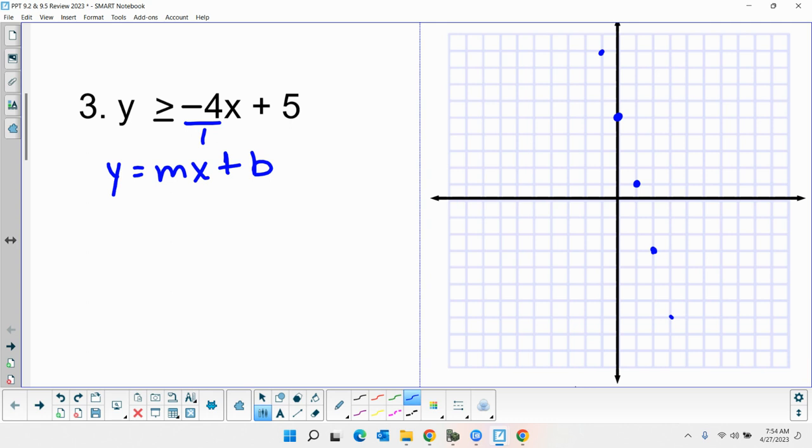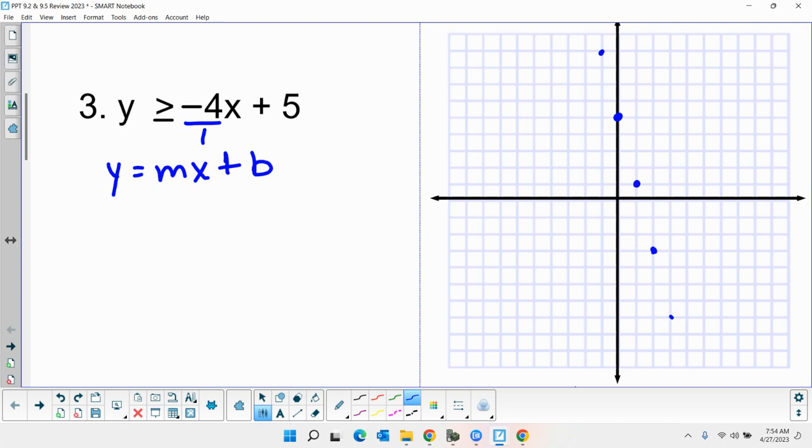So look at the inequality symbol. Is this going to be a solid line that I draw or a dashed line? This is solid. I think on the practice quiz, they're all solid, aren't they? Tomorrow, for sure, there are some dashed ones, so pay attention.